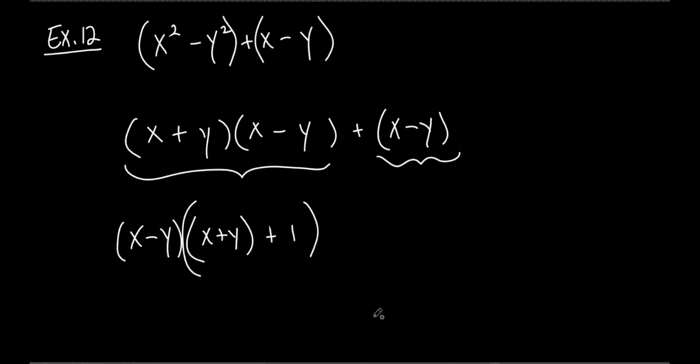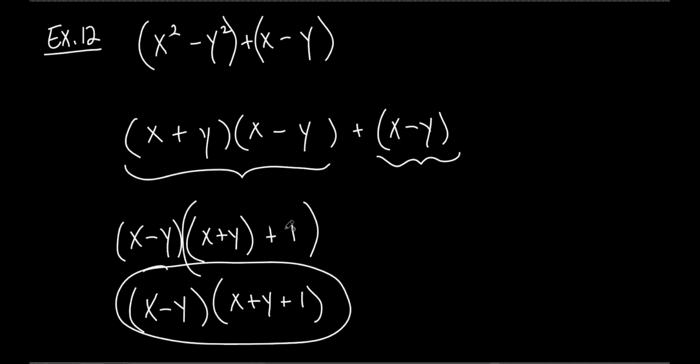But we're going to write it a little bit nicer than that. That looks kind of messy. I got x minus y times, and how do I write this without all these parentheses right there? Just put x plus y plus what? 1. And there you go. And now it's completely factored.